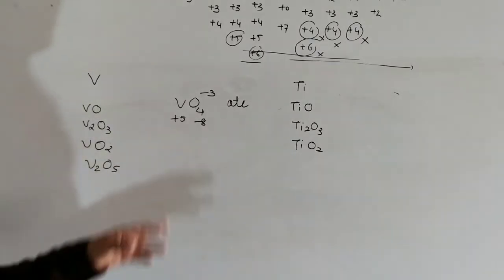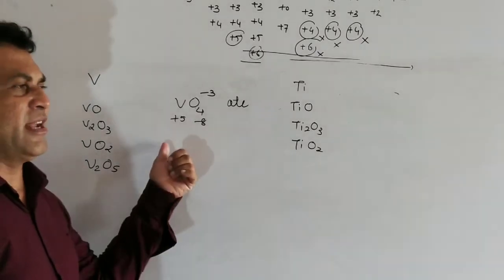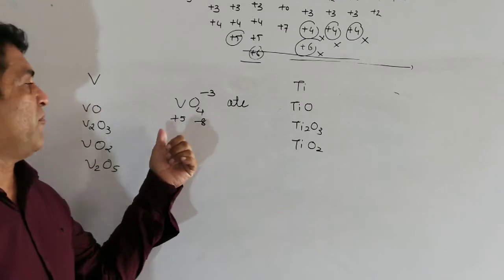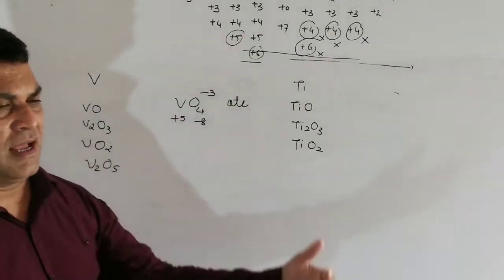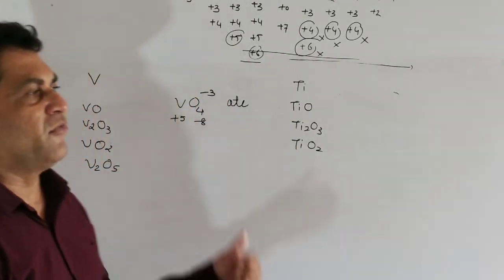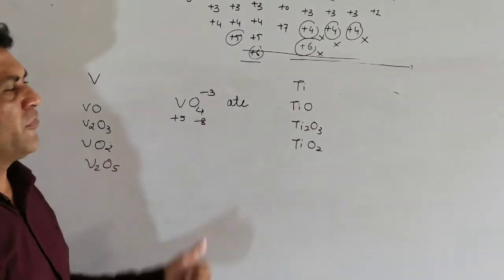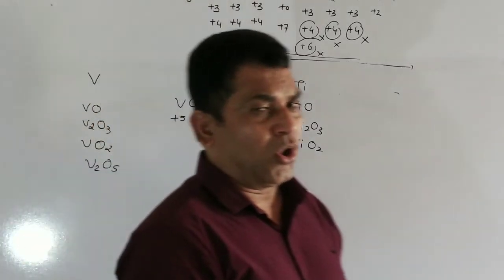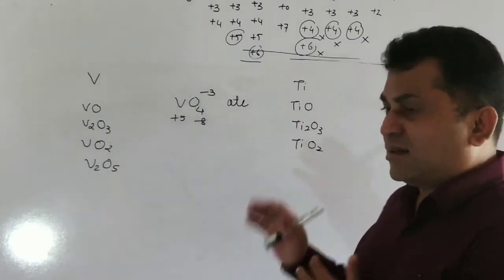And what should be the name? Vanadate. Vanadate ion, chromate ion, manganate ion. Like this, vanadate ion is the name of this ion. So I hope that you understand the things.